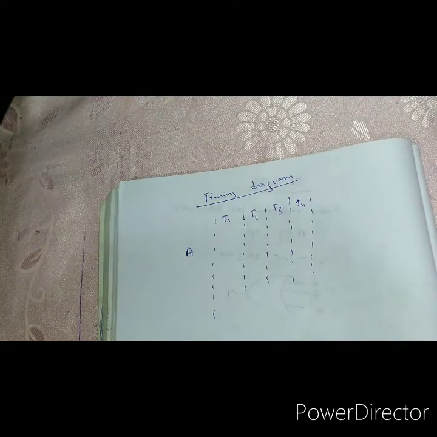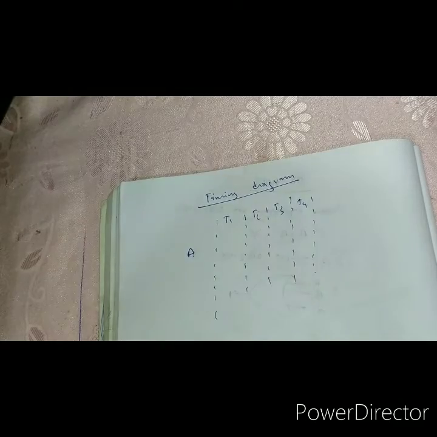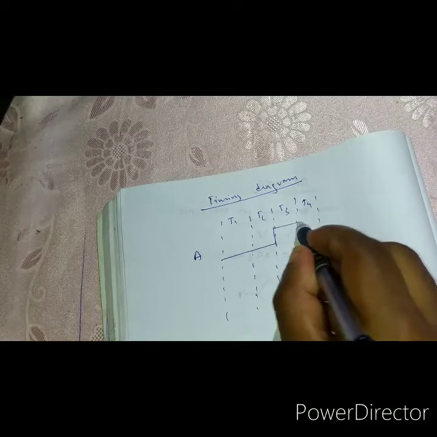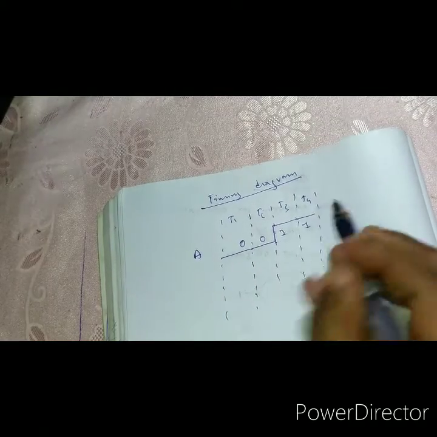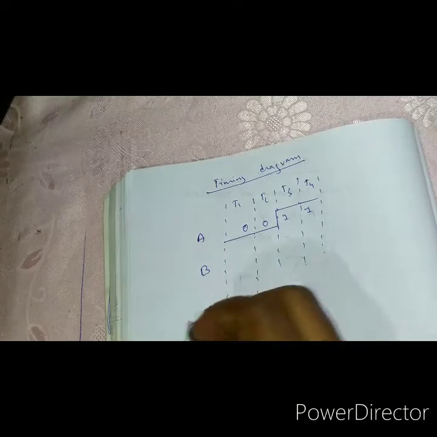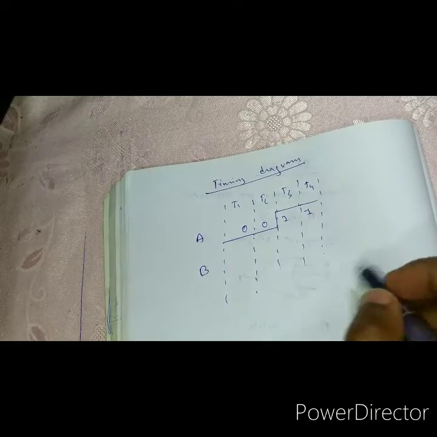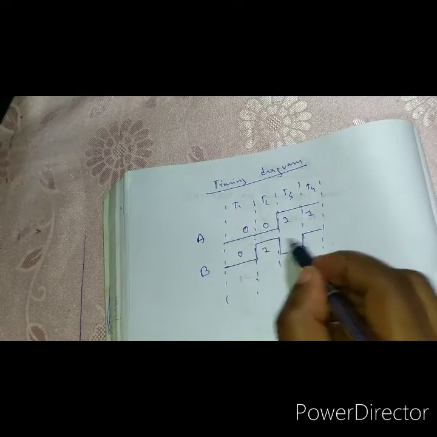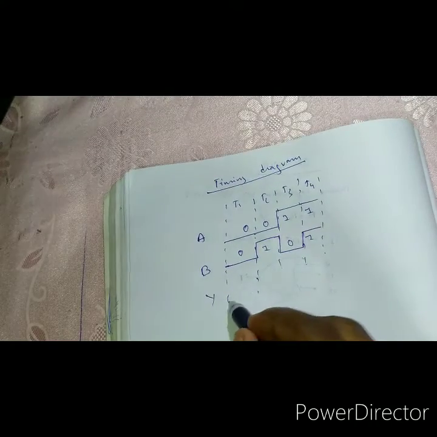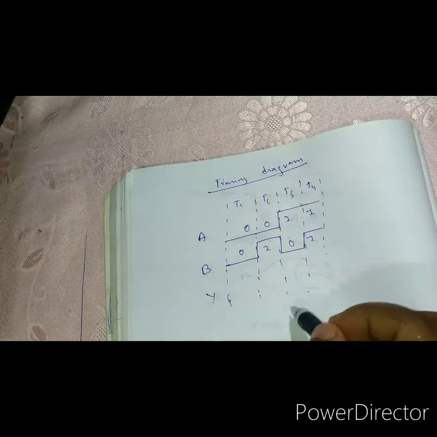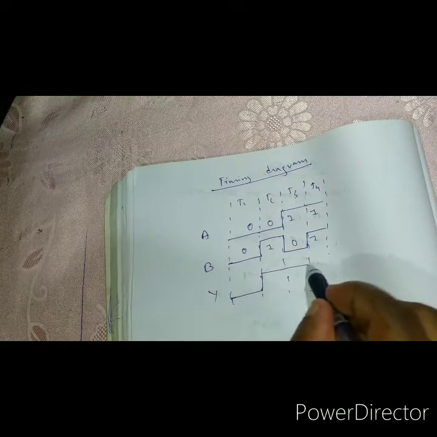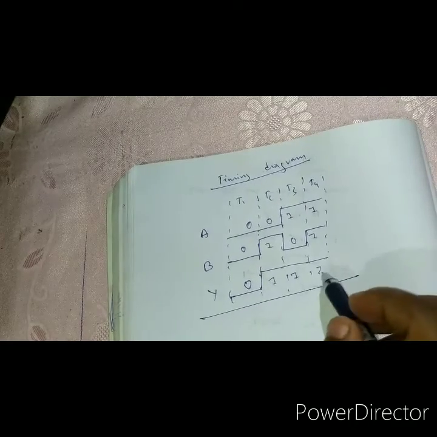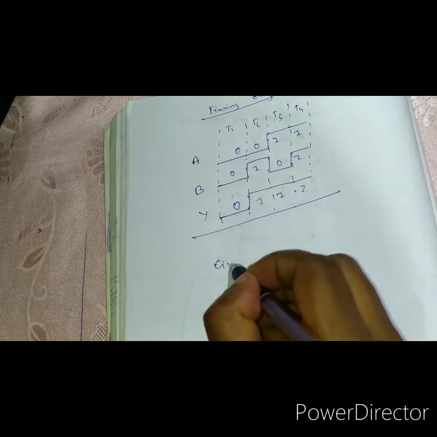For A it is 0, 0, 1, 1. For B it is 0, 1, 0, 1. And for Y it is 0, 1, 1, 1, that is low, high, high, high. So this is the timing diagram for the OR gate.